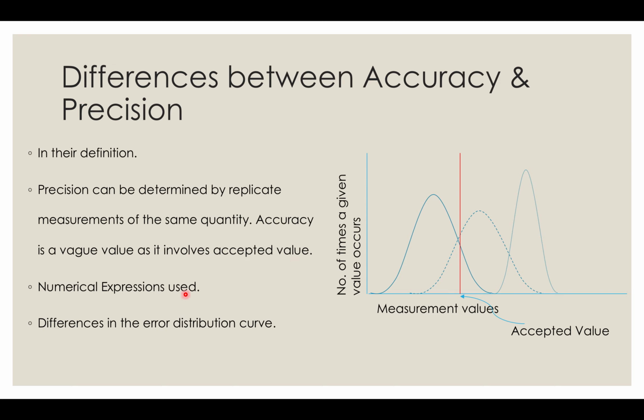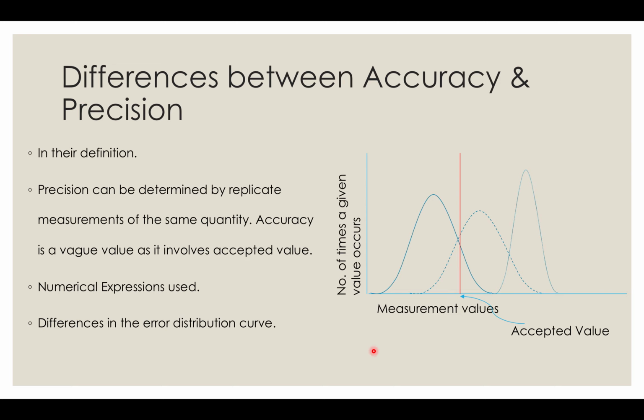Then the numerical expressions used in these two cases are quite different. For precision, we use the average standard deviation and the standard deviation. These are the two expressions we use for calculating precision. However, for accuracy, we use absolute error or relative error, which we have discussed in our previous classes, as a mathematical expression.